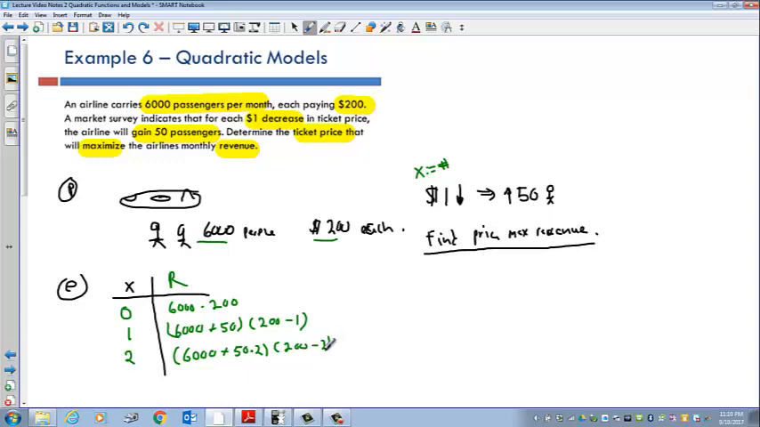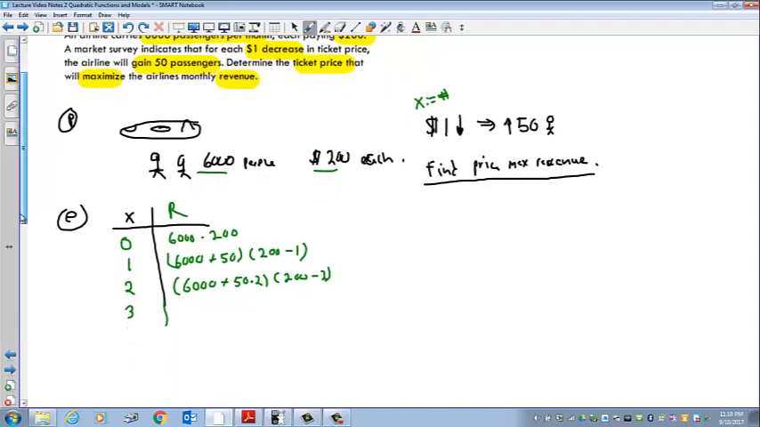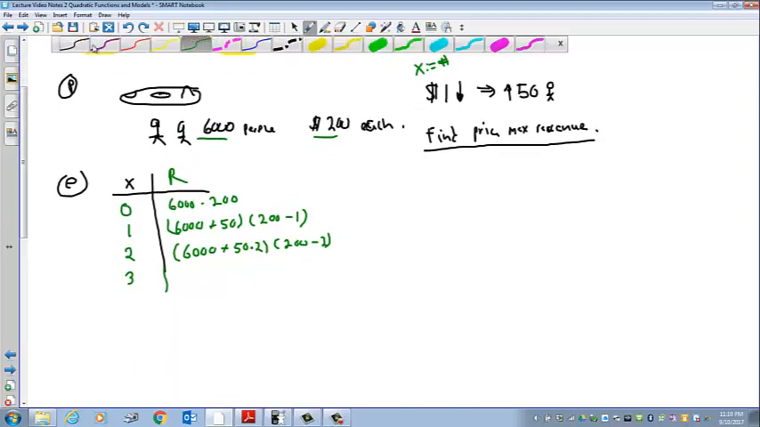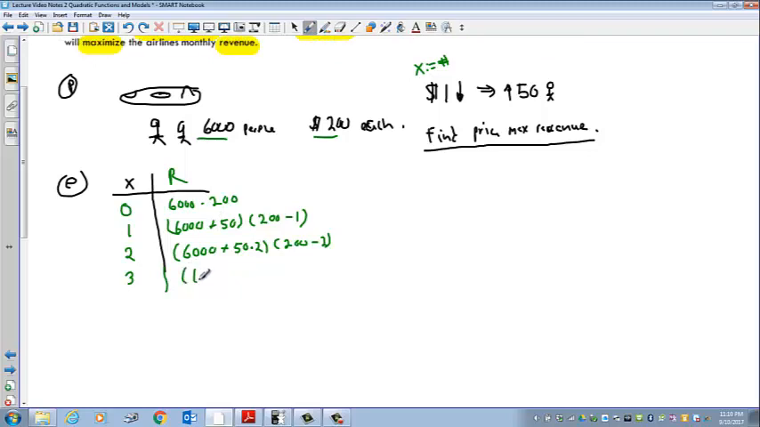And you're going to start seeing a trend or a pattern occur. And once we see the pattern occurring, things become really obvious as to what the formula actually is. So let's do one more and then we'll basically have it. So what happens when you do 3 $1 decreases? Well, you have 6,000 to start with, and you go up 50, not once, not twice, but 3 times. So 50 times 3. Then you start with $200, but you did 3 $1 decreases, so you don't go down by 1 or 2, you go down by 3.